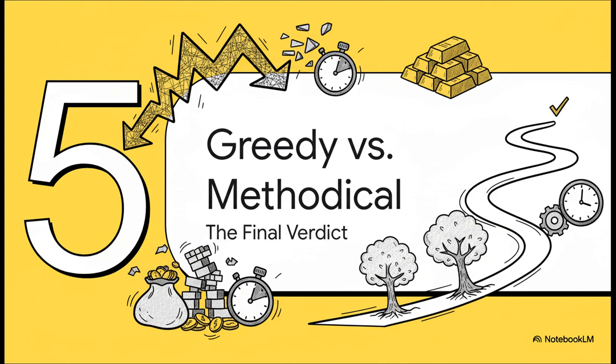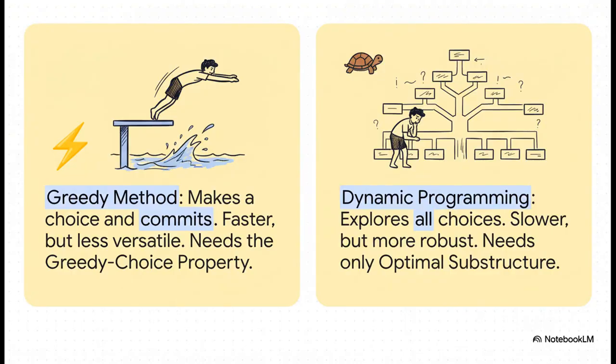So this brings us to the final verdict. Let's put the fast, sometimes risky greedy approach head-to-head with its more careful, methodical cousin. Let's really break down the difference here. The greedy method makes a choice and it commits. It never looks back. It's incredibly fast, but it's also brittle. It absolutely needs that greedy choice property to be reliable.